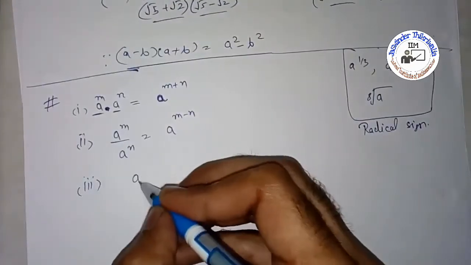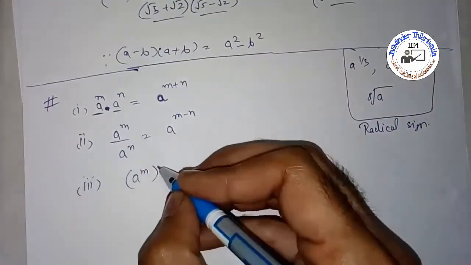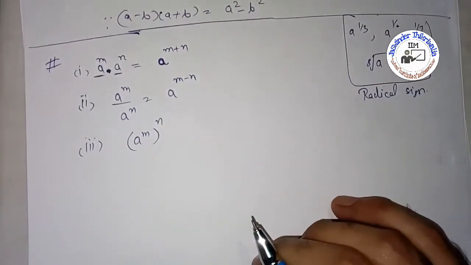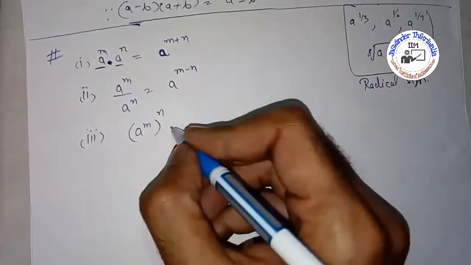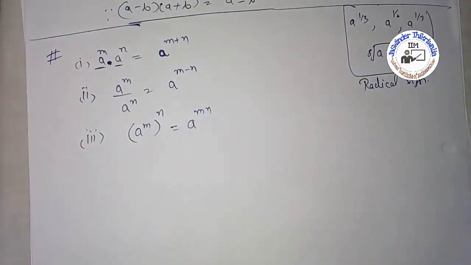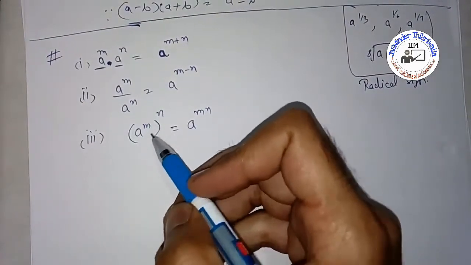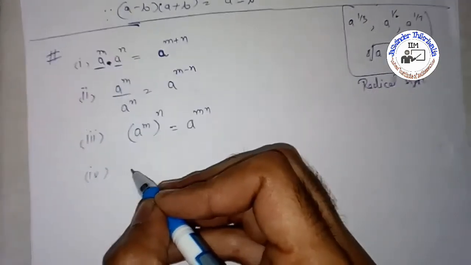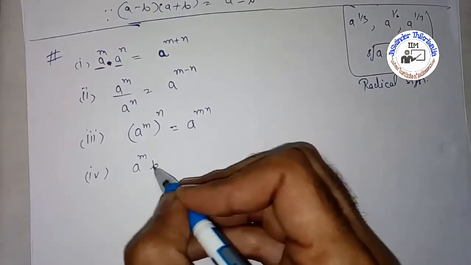Third, if a to the power m has again a power on it, that is, first there is a power and then again a power on it, then we multiply them, m with n. So these powers will multiply with each other if there is a power on a power. Fourth, if the base is different and the power is the same.